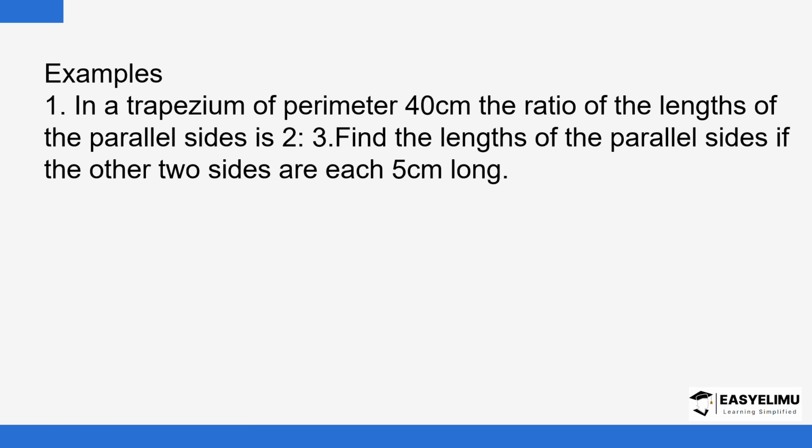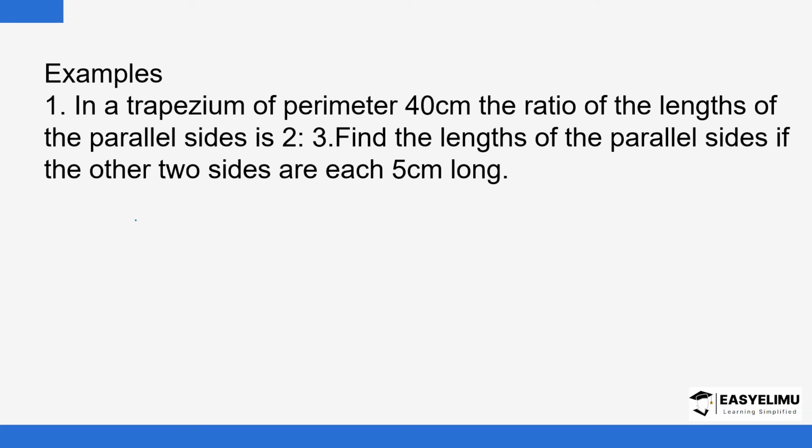So we have our first example here. In a trapezium of perimeter 40, the ratio of the lengths of the parallel sides is 2:3. Find the length of the parallel sides if the other two sides are each 5 centimeters long.